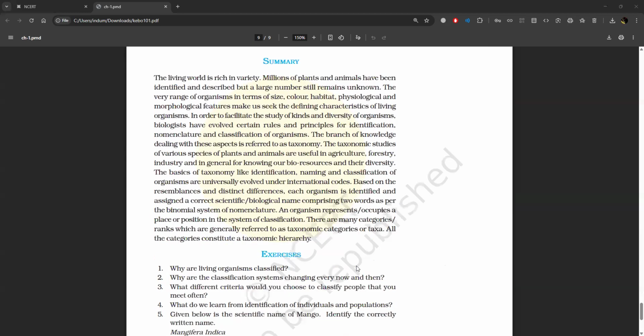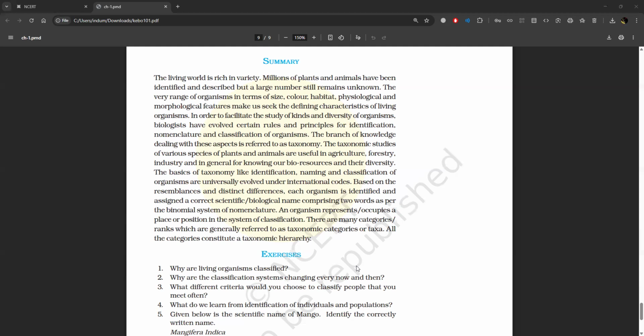Summary. The living world is rich in variety. Millions of plants and animals have been identified and described, but a large number still remains unknown. The very range of organisms in terms of size, color, habitat, physiological and morphological features make us seek the defining characteristics of living organisms. In order to facilitate the study of kinds and diversity of organisms, biologists have evolved certain rules and principles for identification, nomenclature, and classification of organisms. The branch of knowledge dealing with these aspects is referred to as taxonomy.